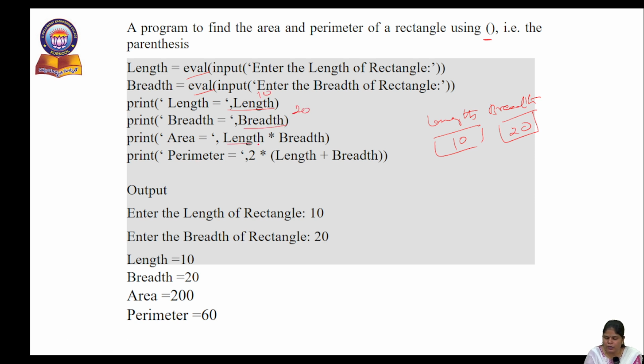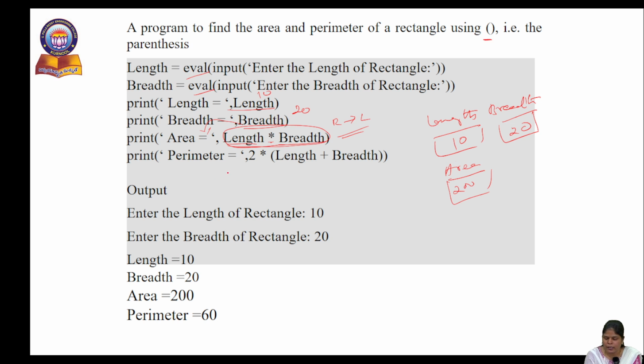Area equal to length into breadth. So 10 into 20, what is the value which I get? Within the area, first this particular expression will be evaluated, and then it will be stored back into the area. So here the multiplication is performed, and that value will be stored back. So right to left associativity will be followed here. What is the area I have? 200 will be stored back into the area.